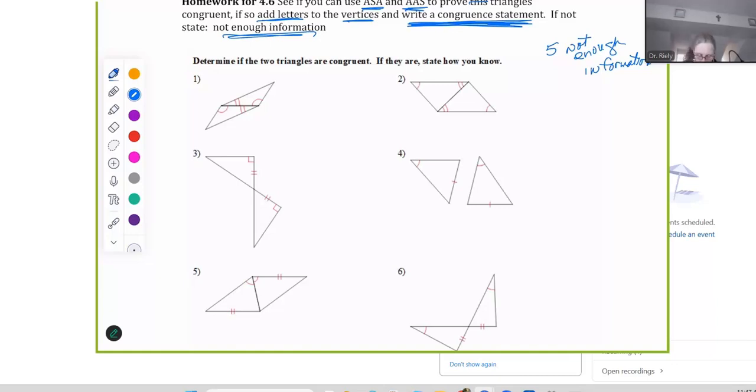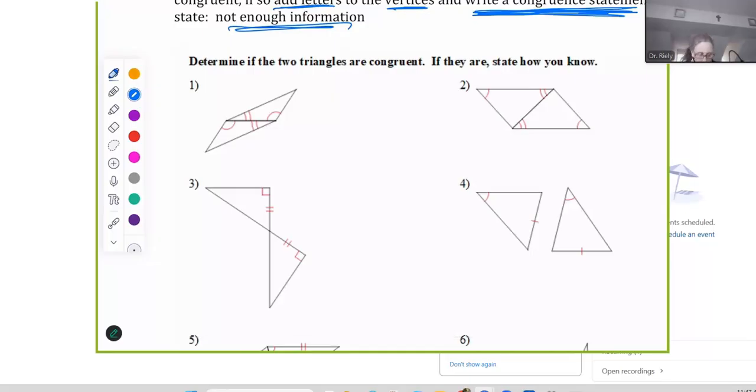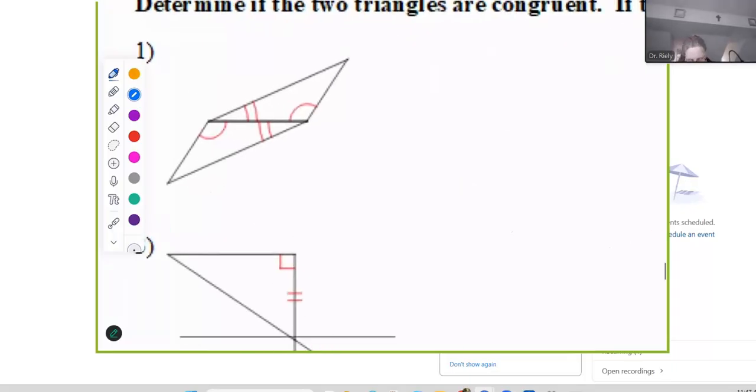Okay, in this video, I'm going to go over the 4.6 homework and also teach the 4.8 notes. Okay, so it says determine if the two triangles are congruent. I went through the directions in an earlier video. So looking at these, let's see what I have.